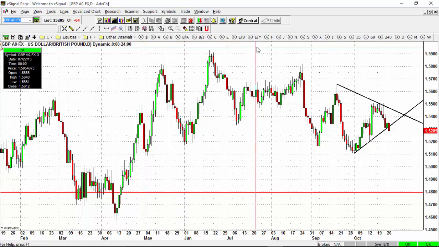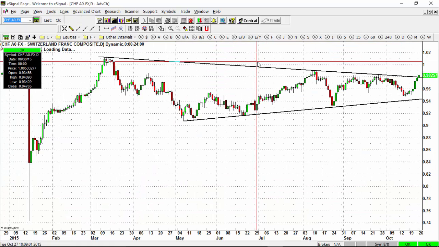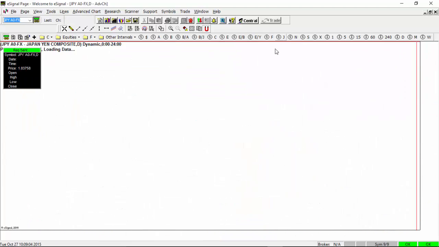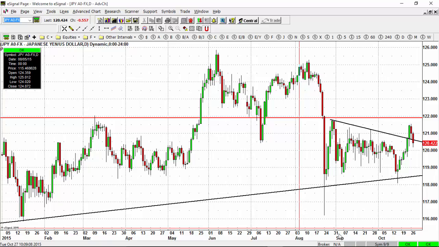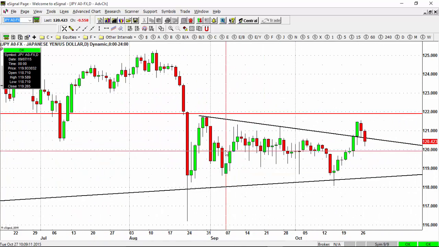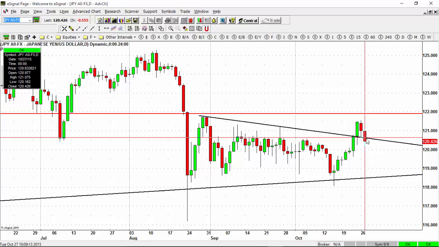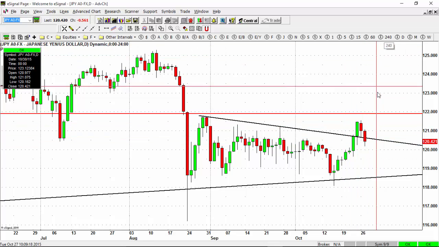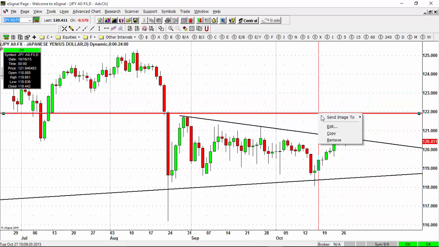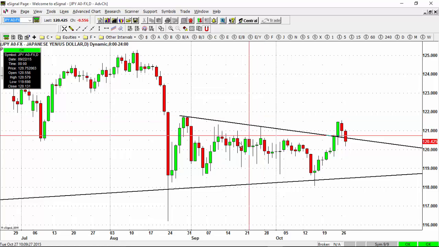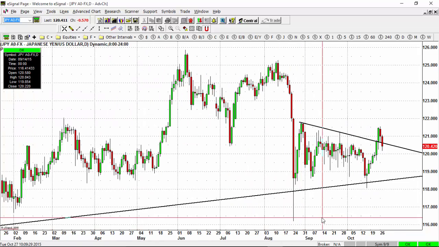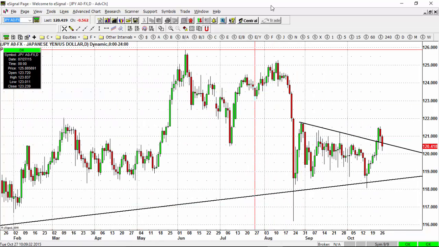Taking a look at the Japanese yen, I spoke about the triangle, and the market is coming down to test this breakout point. It's slightly below the breakout point at this point in time, but we are going to see if support comes in the market, and if it does, then the next area of resistance is up near the 122, or let's call it 121.80 level in the USD versus Japanese yen.